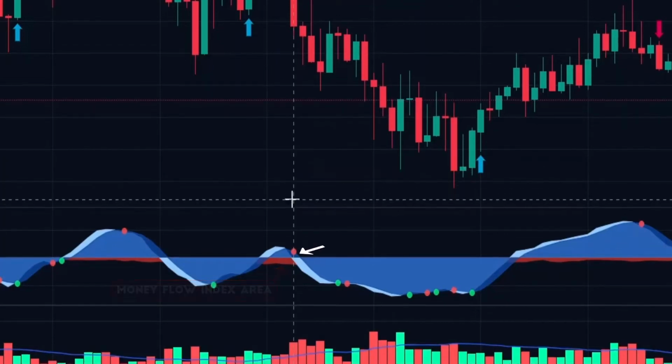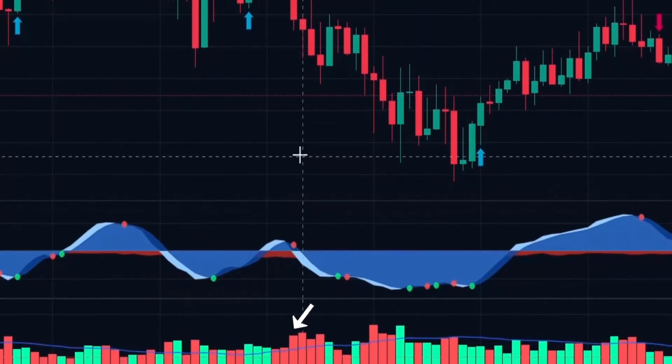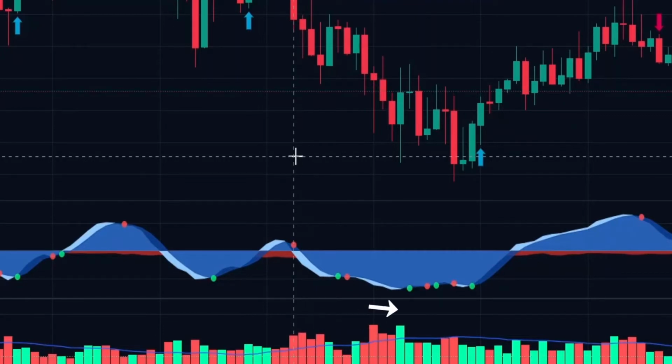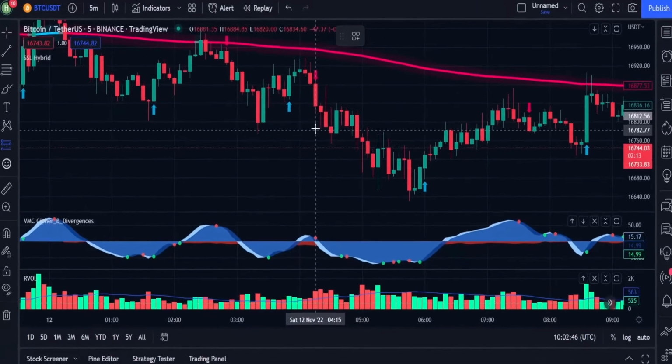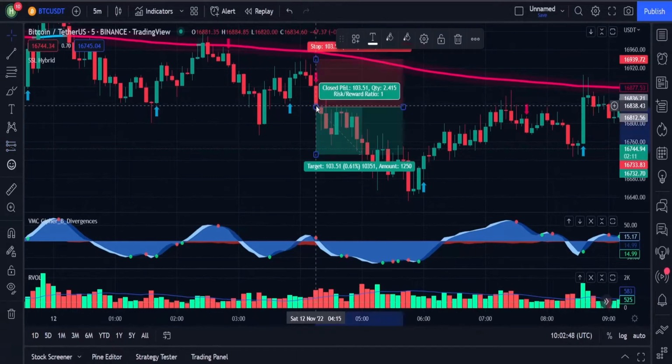And lastly, we need to have sufficient bearish volume in the market. So this volume histogram has to be colored in red and it has to be above this exponential moving average. And once we have all these conditions met, we can safely enter a sell position. So we'll enter here and set our stop loss at the recent swing high.